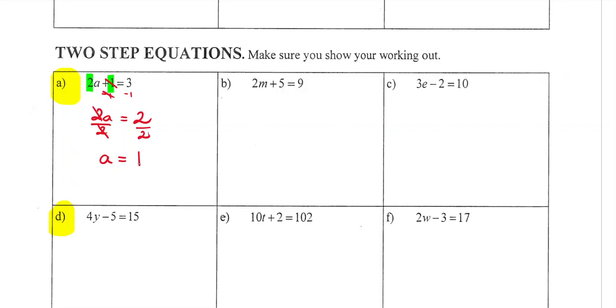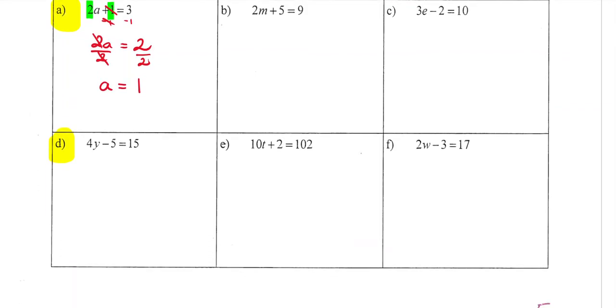Let's do another one. 4y minus 5. The 4 and the minus 5 are the two numbers. What is my first step? Plus the 5. Good. So go plus 5, plus 5. Get rid of that. That will leave 4y equals 15 plus 5 is 20. Next step is divide by 4. Divide by 4. Cancel it off. Good. Y equals 5. Remember, it is really important that you show the steps, you show your working out, because you get marks for all that.